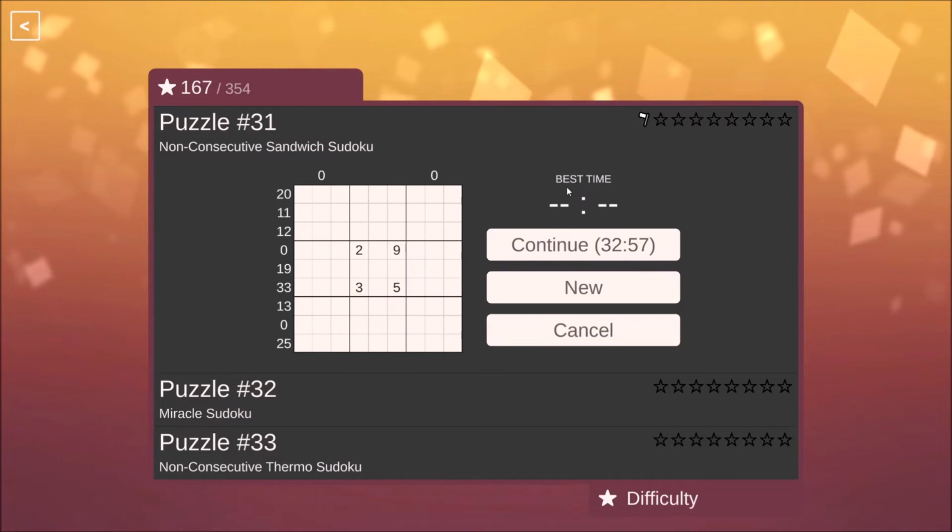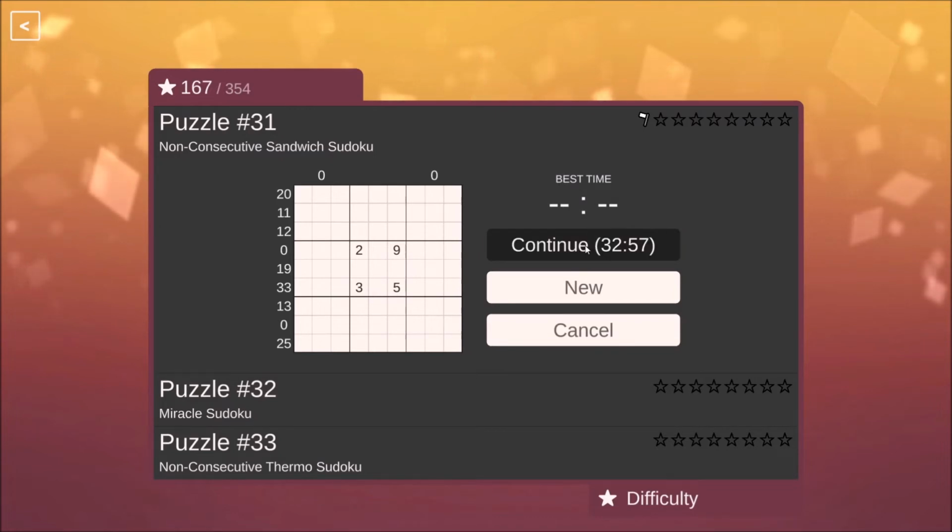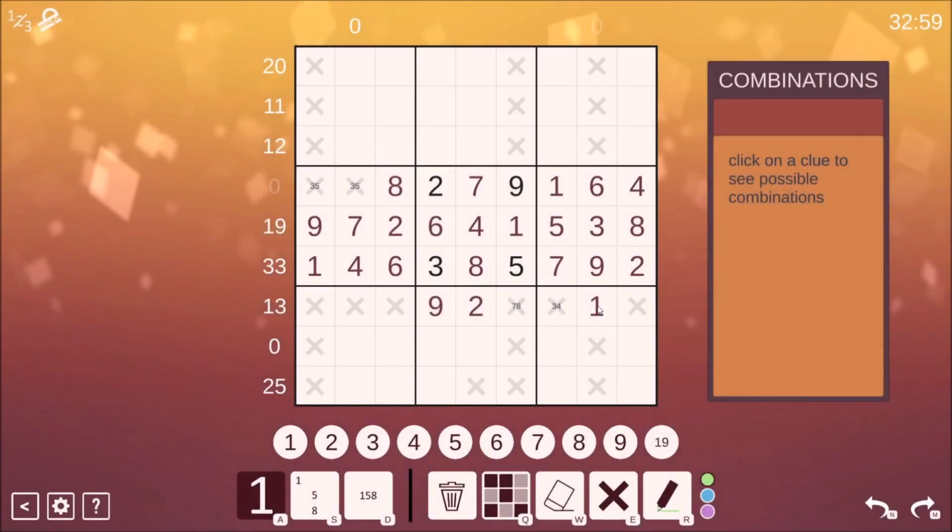I'm back at the main menu now. I'm going to take a quick break to get some water and use the restroom, but let's get back into this puzzle.